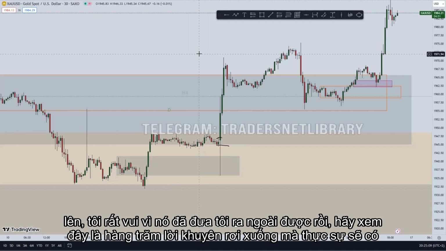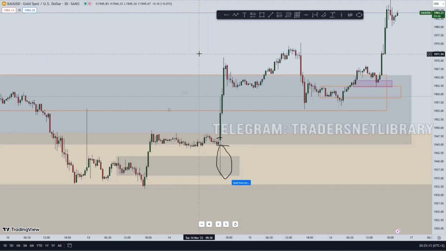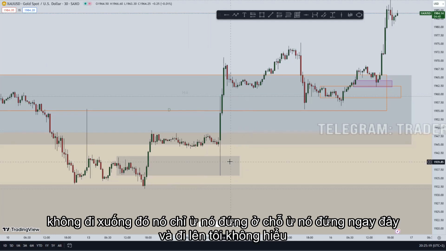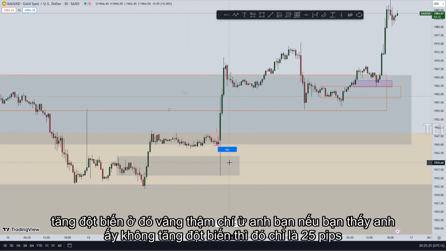Or else, see this, this was a 100 pips fall. That could have actually fully killed your account if you're going full margin or something of that sort. My broker didn't go down there. It stood right here and went up. I didn't get the spike down there. Even Brother Kin, if you see, he didn't get any spike.